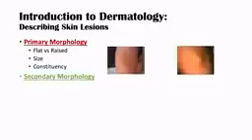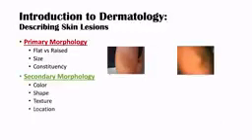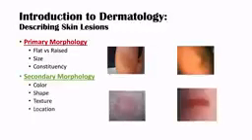So I'm just going to briefly talk about the outline of this lesson. We talk about primary morphology in this lesson, including flat versus raised, the size of skin lesions, and the constituency of skin lesions. And we look at secondary morphology, which is the color, the shape, the texture, and the location of skin lesions. So that is primary and secondary morphology. So now that we know that, what do we do when we actually see a skin lesion? We start off with primary morphology.